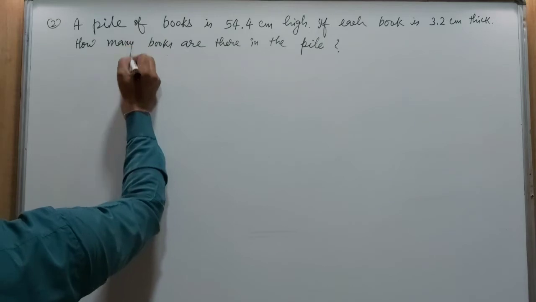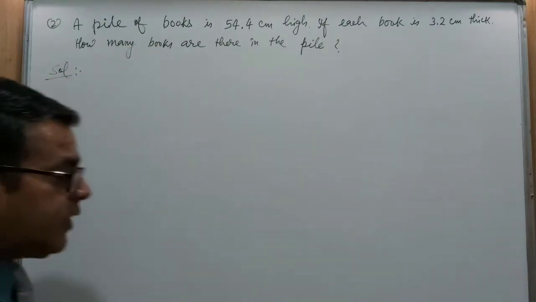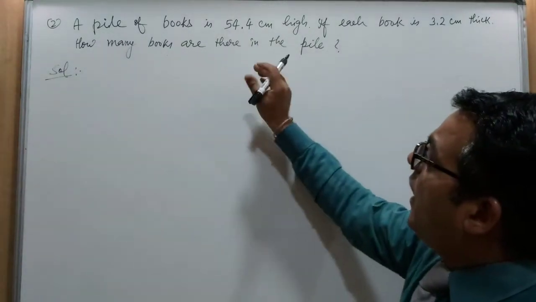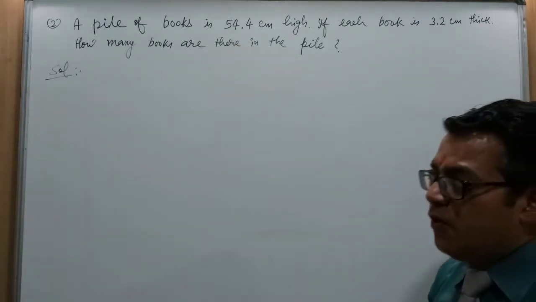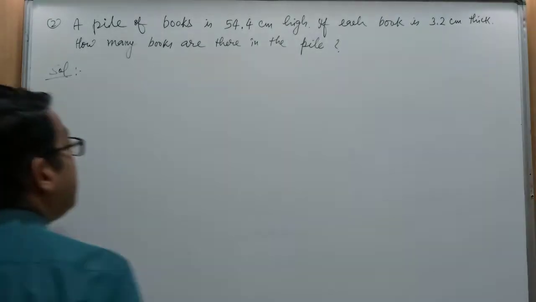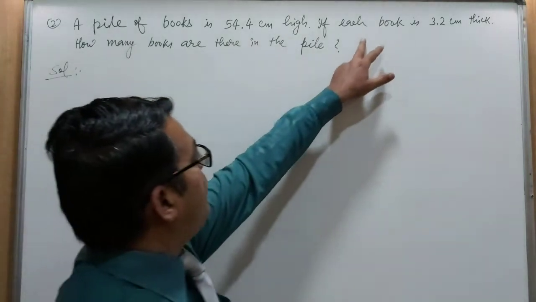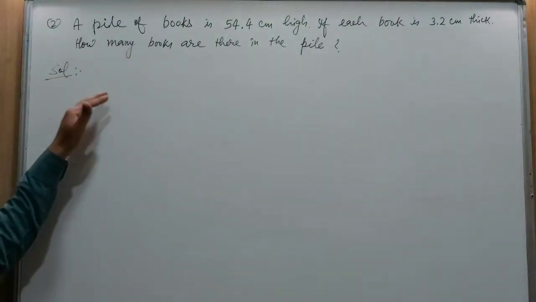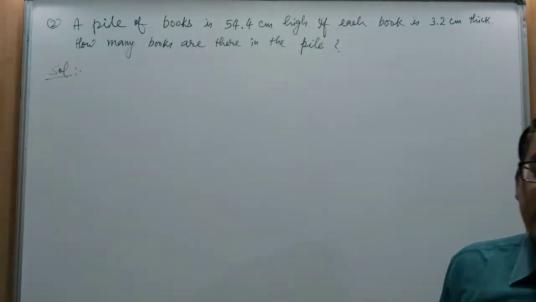This is your question. Now the question is, one pile of books is there, so many books are there, and the height of that pile is 54.4 centimeters, right? And each book, similar type of books are there which have equal thickness. So the thickness of each book is 3.2 centimeters. So the question is, how many books are accommodated there, or how many books are there?